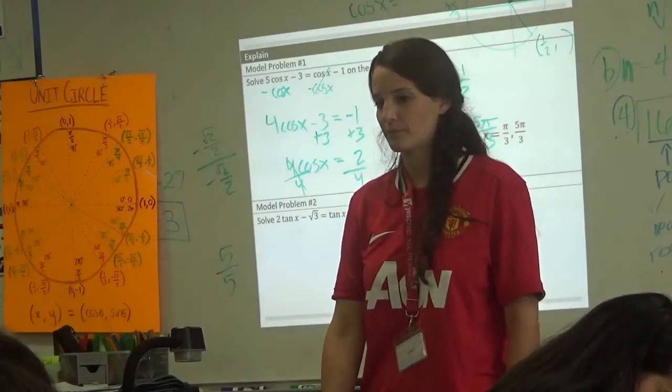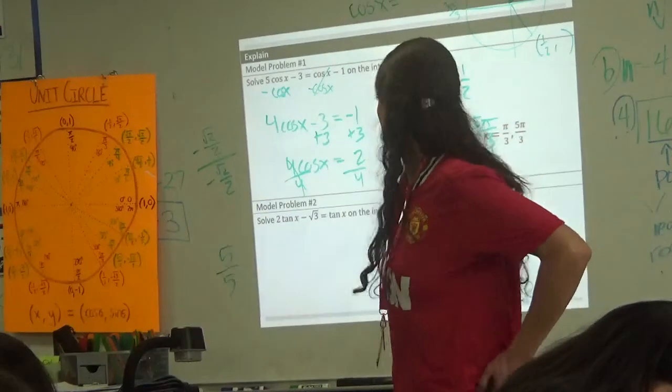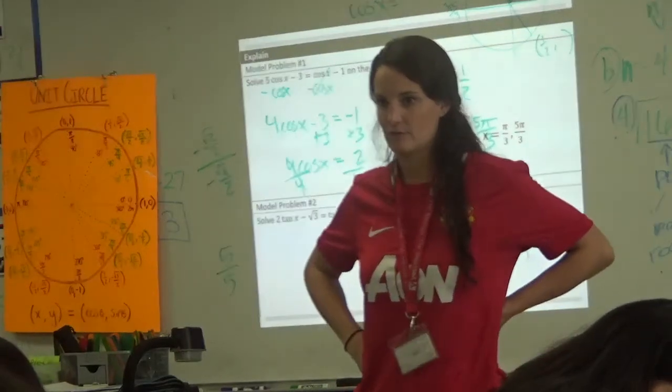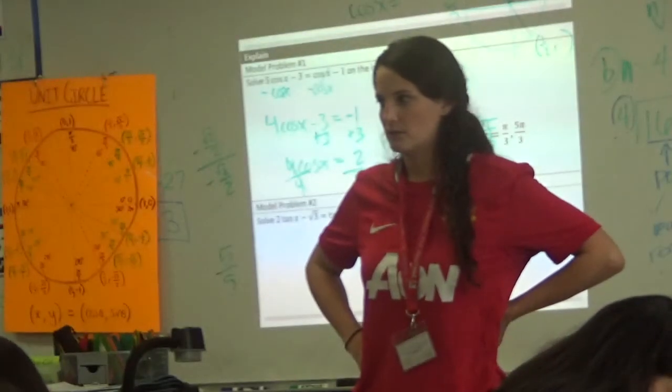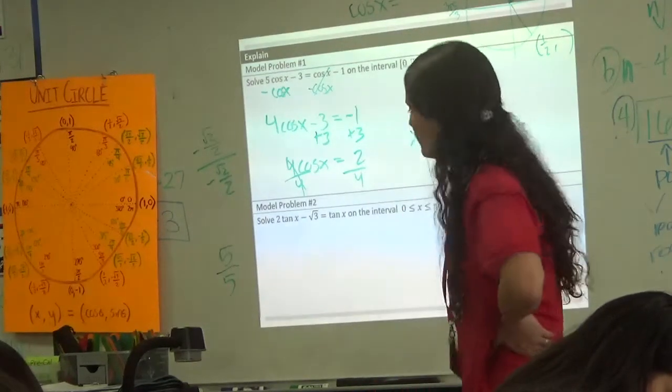Cool? Okay. Pi over 3 and 5 pi over 3 is where cosine is 1/2. Alright. One more together, and then y'all are going to practice 2 with your neighbors.